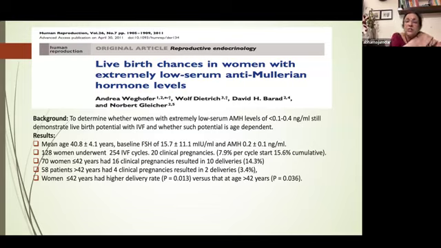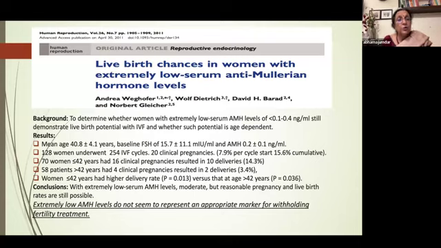So same AMH in 2 different age groups will work differently, but even at a level of less than 0.1, we do not refuse till FSH is 25, 26. Conclusion was with extremely low serum AMH level, moderate but reasonable pregnancy and live birth rates are still possible. Extremely low AMH levels do not seem to represent an appropriate marker for withholding fertility treatment, means IVF or whatever you want to do. So if they are even extremely low, please try fertility treatment with their own oocytes and you will get a substantial pregnancy rate.